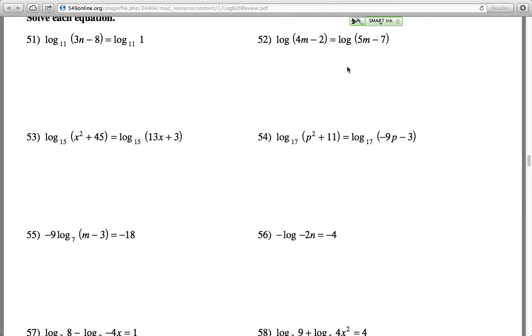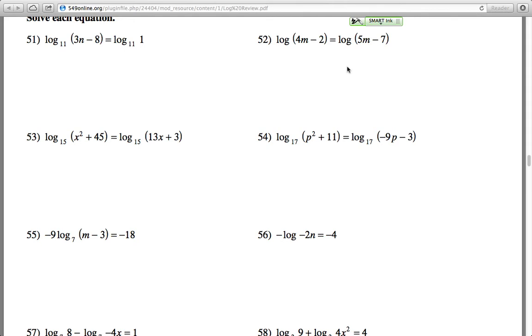All right, 51 has logs on both sides. 52 has logs on both sides. 53 has logs on both sides. 54 has logs on both sides. 55 doesn't. 56 doesn't. So we'll deal with those in a second. So 51 through 54, when you have logs on both sides, these are the easy ones.